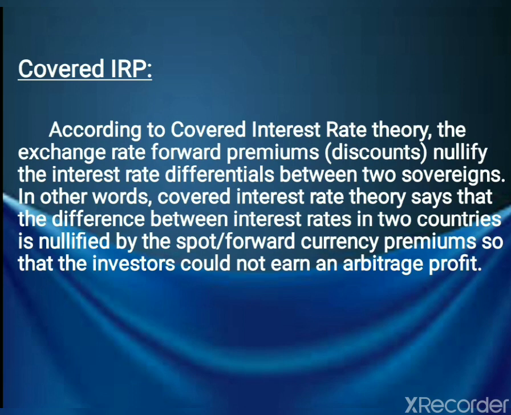After 3 months, the forward exchange rate will not be the same as today. It may become 69 or it may become 67. So there may be either a premium or a discount. That will offset the difference between these two, and ultimately that will become equal.